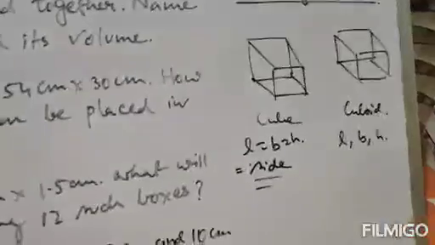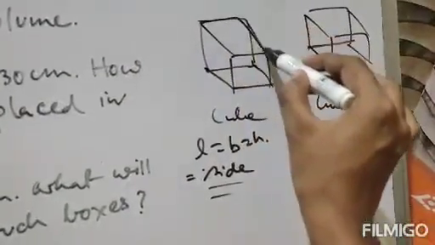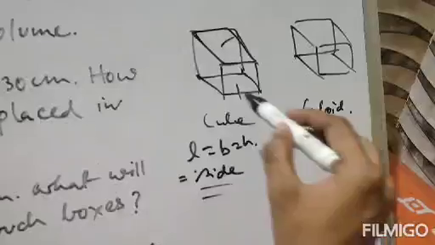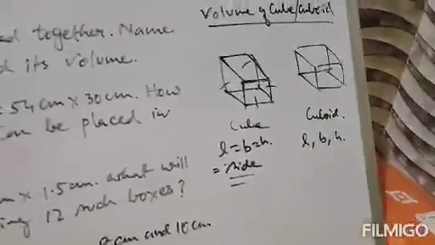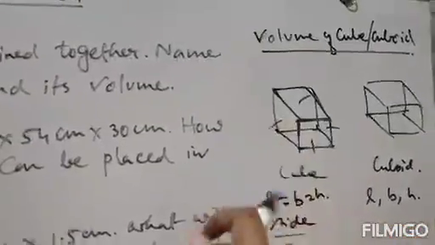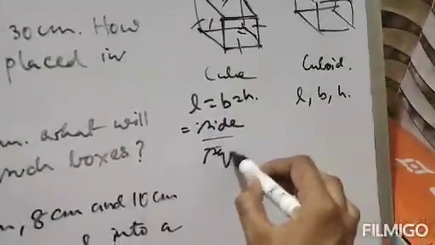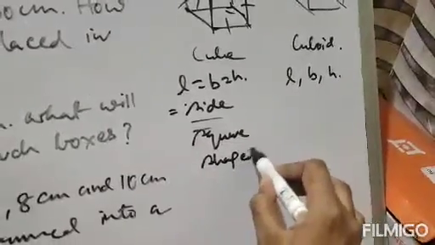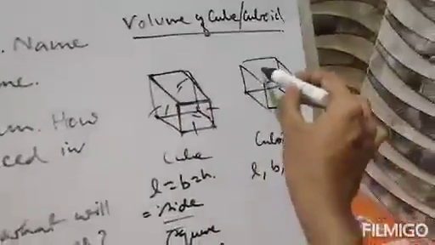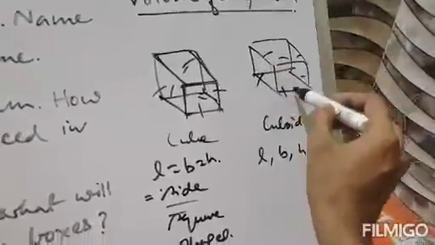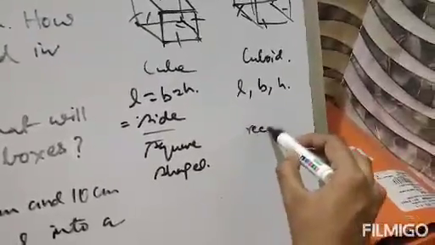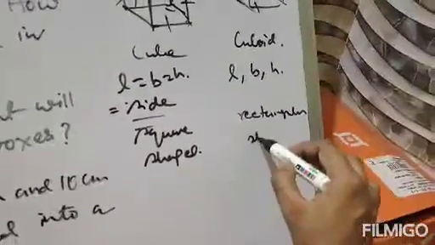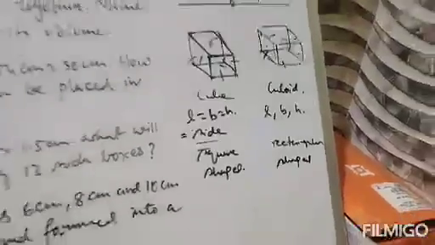The second difference between cube and cuboid is the faces. This one is the top face, this is the bottom face, these two are the side faces, this is the front face, and that was the back face. In case of cube, all these faces are square shaped. But in case of a cuboid, all these faces, that is top face, bottom face, front face, back face, and these two side faces, are of rectangular shape. So that is the two differences between cube and cuboid. Clear? Now we will learn the volume.